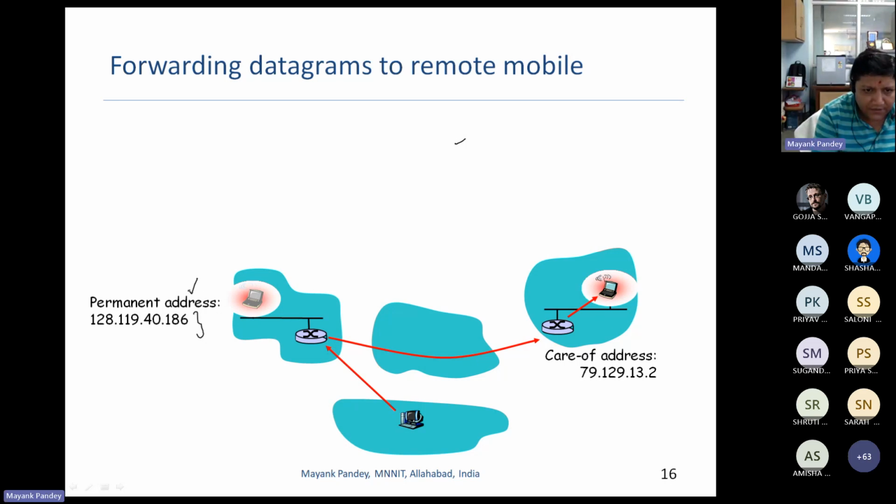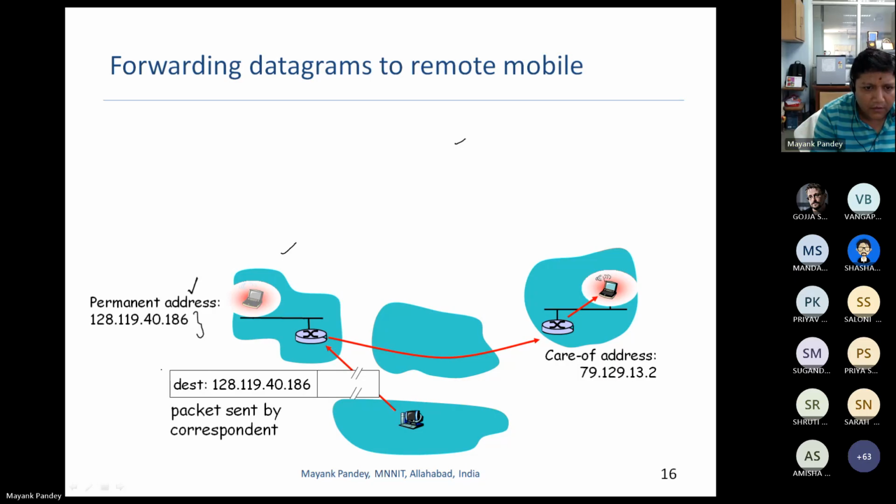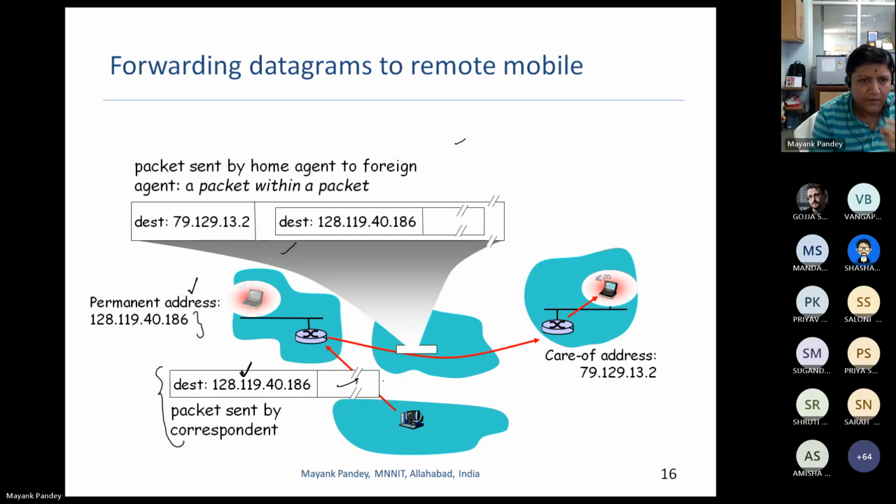This is the permanent address. The correspondent node is sending a packet to the destination using the mobile node's IP address, 128.119.40.186, and the data. Now what will the home agent be doing? Because the home agent knows that the mobile is not with us right now, where the mobile is, what the mobile's address is right now, this is the care of address.